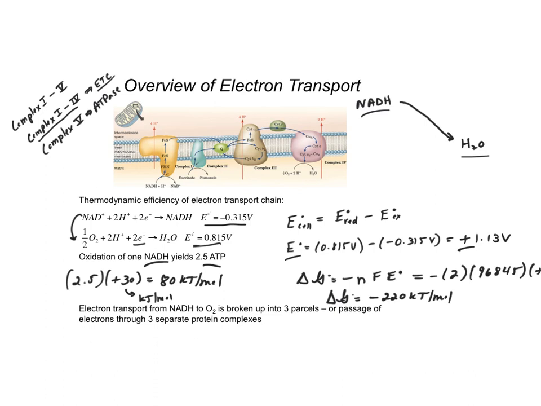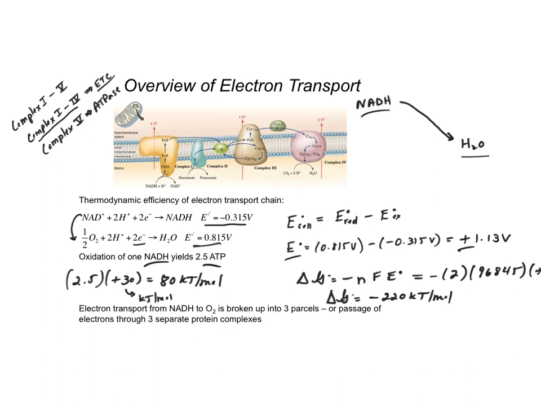If we did this all at once, if we just mixed some NADH with some oxygen, it would react, but we would lose all of that energy in the process. By separating it into these 3 or 4 different complexes, we break up the energy into parcels, and in each of those parcels we utilize the energy to translocate protons from the matrix to the intermembrane space, which will be utilized at a later date. That is the overview of the electron transport chain.